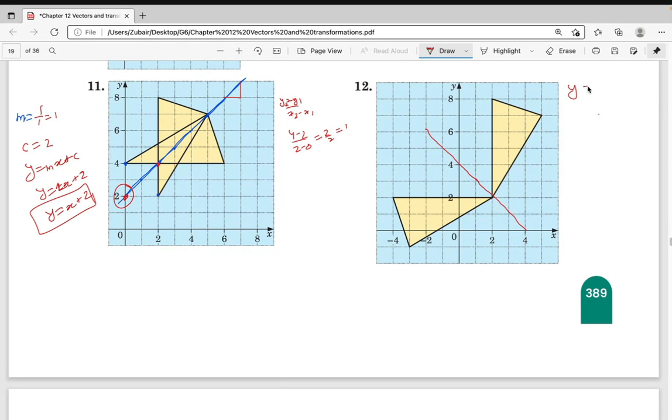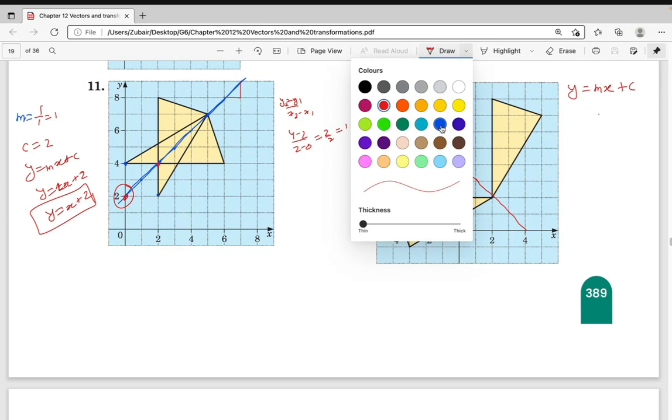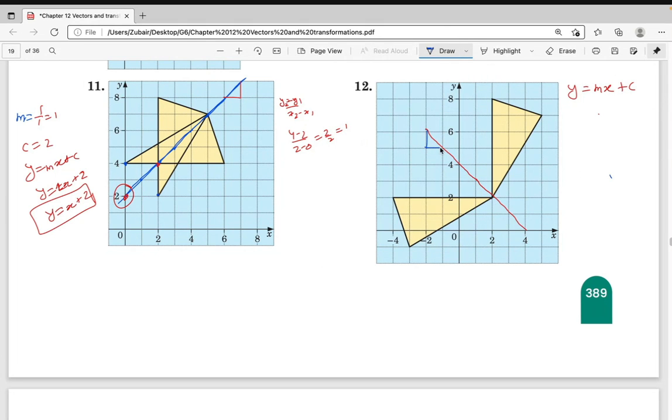Yes, sir. It is y equals. What is the gradient? Is it positive or negative? It's negative. And what should be the value? It is rise over run. This is a 1 by 1 box. So basically the gradient is minus 1. y is equal to minus x.